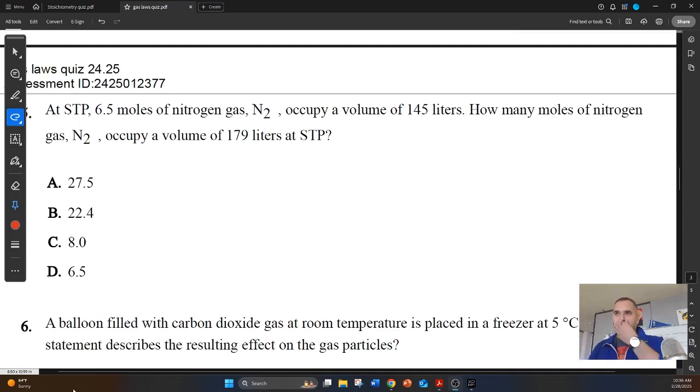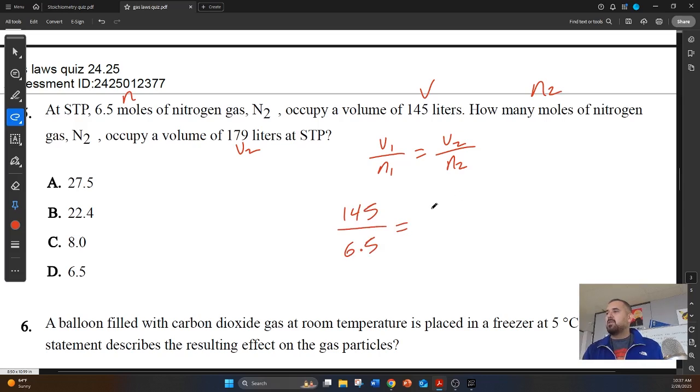All right, let's go ahead and go through this one. At STP, 6.5 moles of nitrogen gas occupy a volume of, so here's our N, occupy a volume of 145. How many moles of nitrogen? So we're solving for N2, occupy a volume of 179. So that's our V2. So this one is going to be Avogadro's principle, which is V1 over N1 equals V2 over N2. And this is in your behavior of gases. So it's going to be 145 over 6.5 is equal to 179 over N2.